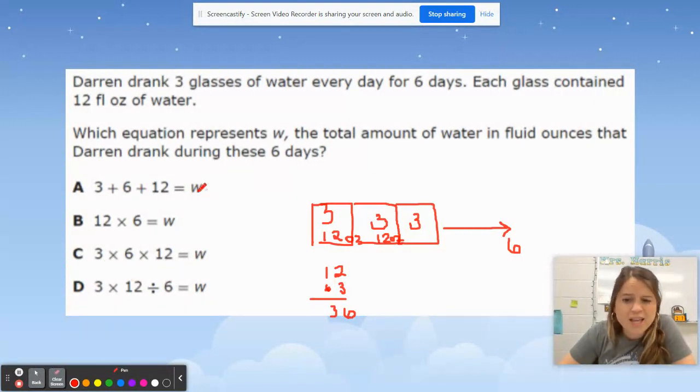Okay, this is all adding. I'm just going to get rid of that one. Okay, this is 12 times 6. Kind of what I'm asking for, but not quite. I'm going to leave it there as a maybe.